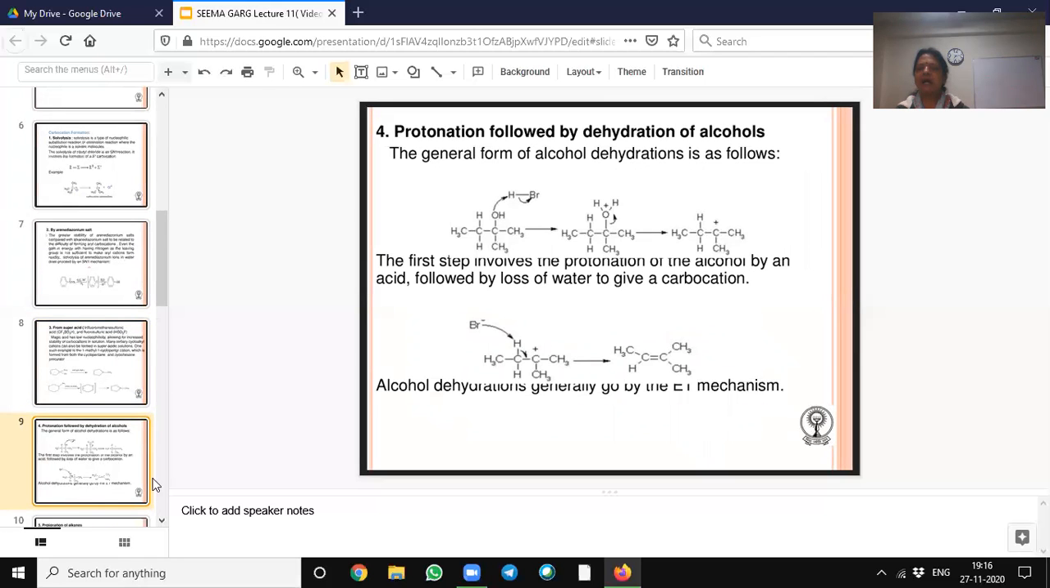Protonation followed by dehydration of alcohol. It is a very common reaction, dehydration of alcohol. Here, the first step involves the protonation of the alcohol by an acid, followed by loss of water to give a carbocation. The second step we are not concerned with; after that, we will get an alkene molecule. We are interested in the formation of the carbocation.